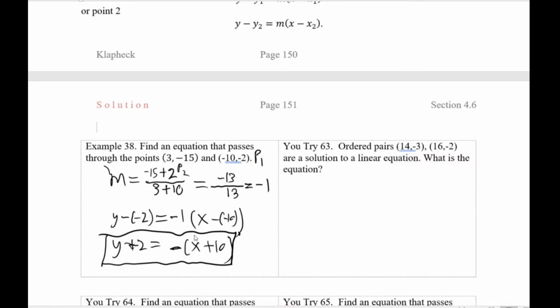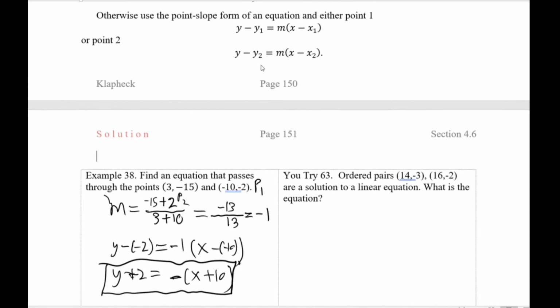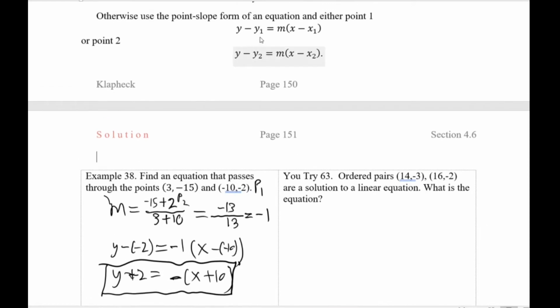Now I plug that into the equation y minus y1. In place of y1, I replace it with negative 2 equals m, which is now 1, times x minus 10. Here I simplify: y plus 2 equals x minus 10.